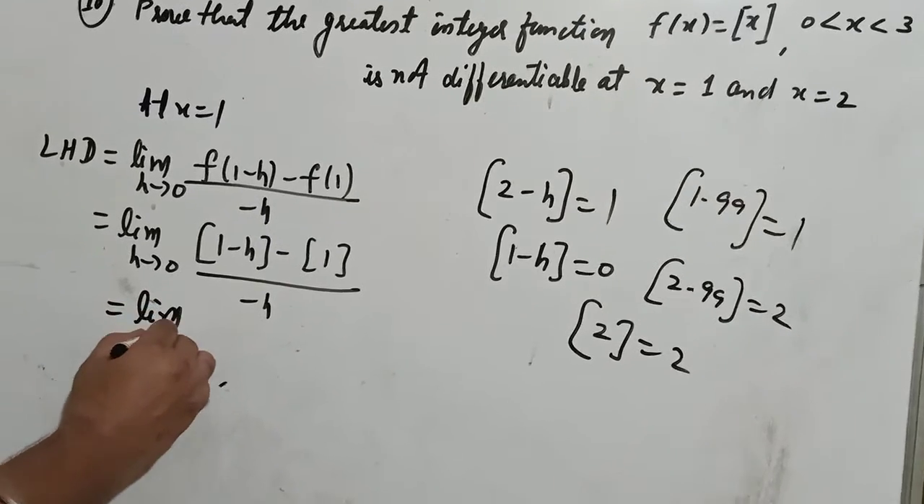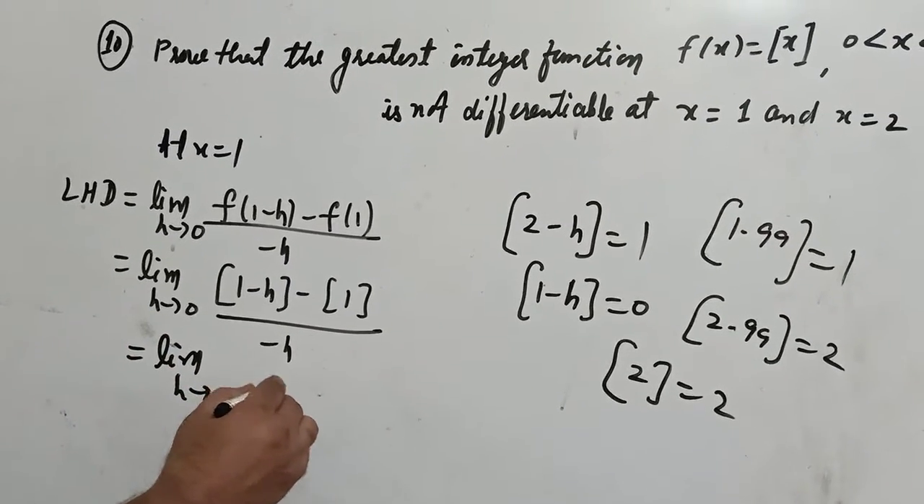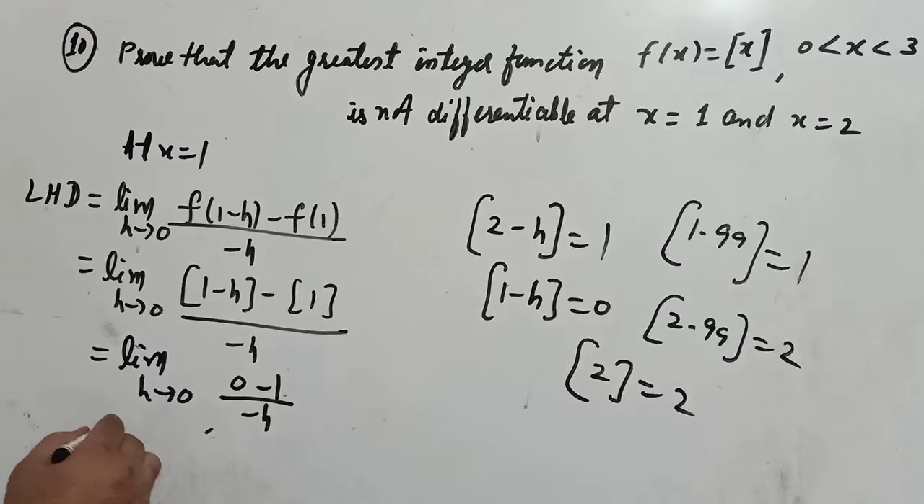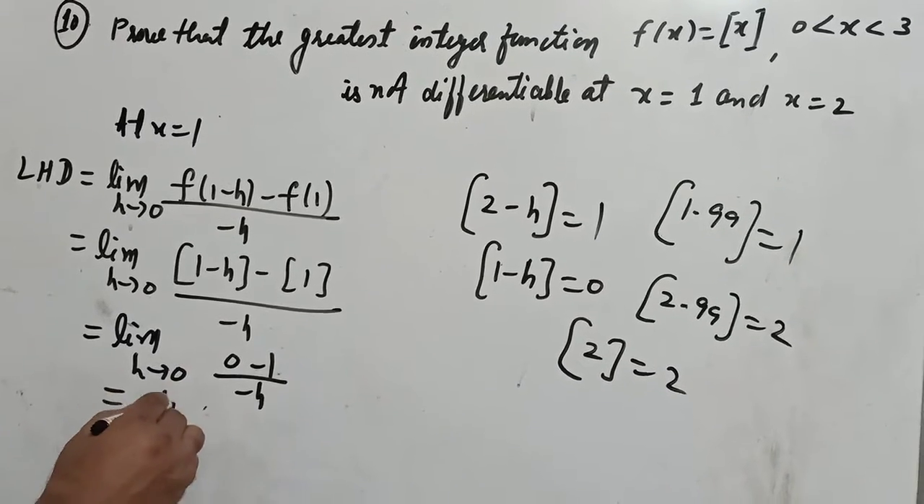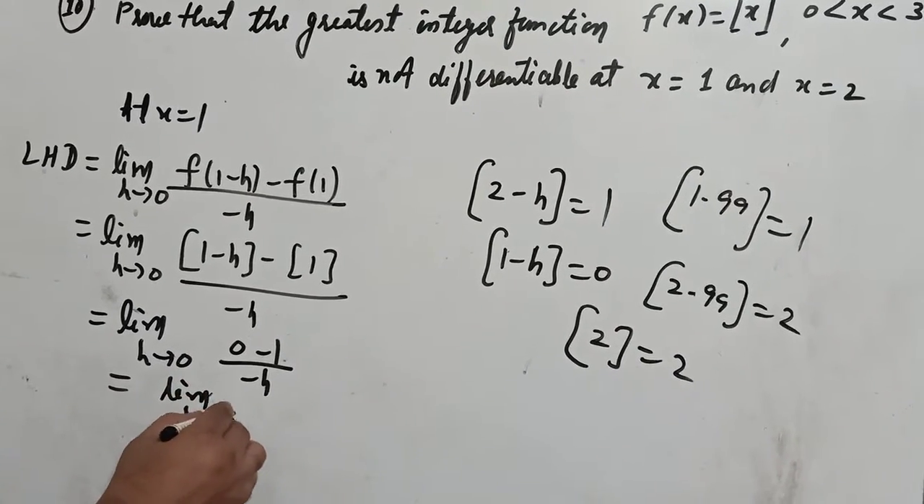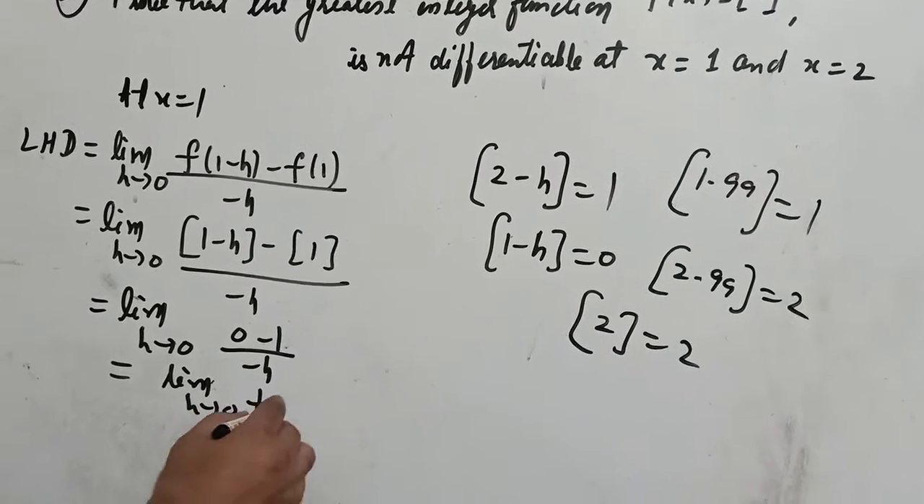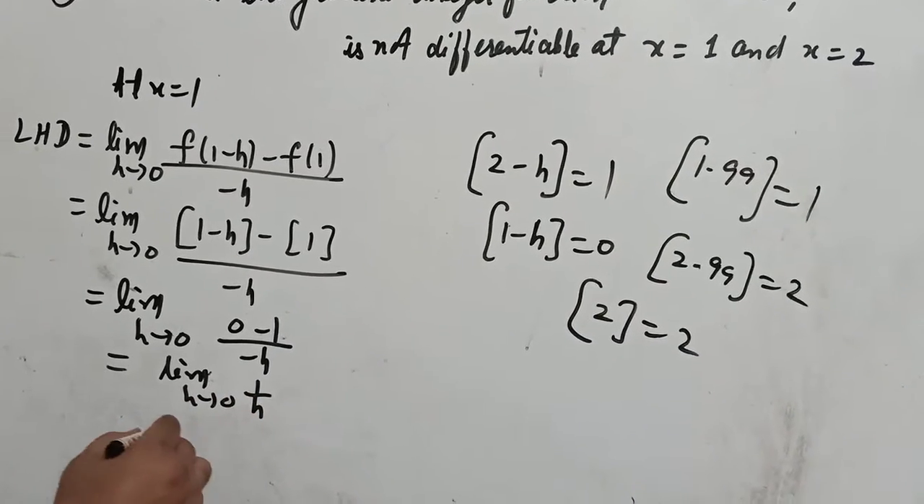So limit h tends to 0, this is 0 minus 1 upon minus h. So minus minus cancel, limit h tends to 0, 1 upon h. So when you put the h value, it is not defined.